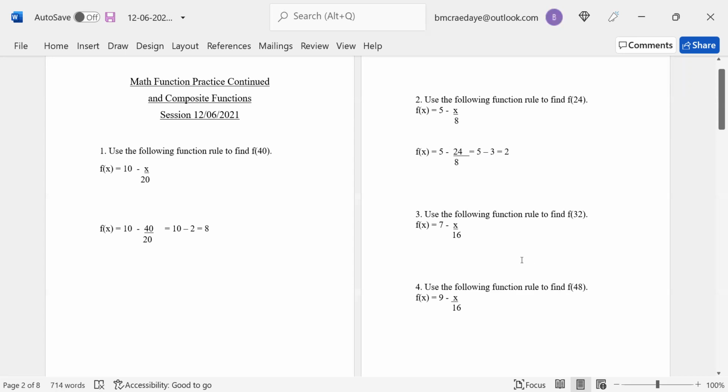Do the next one. What's the answer? Just give me the answer. Just give me one second. You know I'm slow on this. Hold on. That's okay. This is F of 32. I'll just put the 32 here. This one was F of 24, I just put the 24 here. This one is F of 32. So wherever you see the X, you put the 32. So what's that equal to, Chastity?